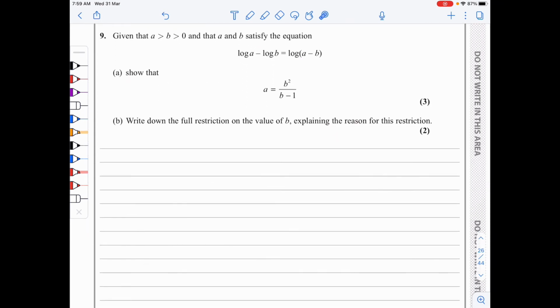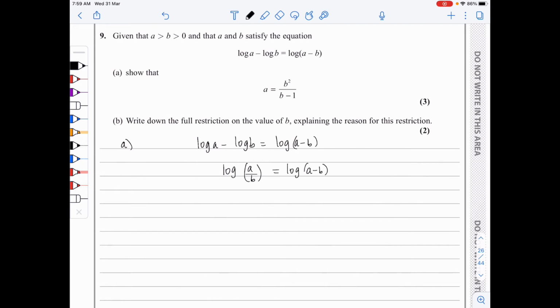Question 9 is a question on logarithms. We are told that we've got a being greater than b, greater than 0, satisfying this. And we need to show that a is b squared over b minus 1. I will start by combining the log a minus log b expression into a single logarithm. So it's going to be log of a over b. I'm just using the rules of logarithms here.